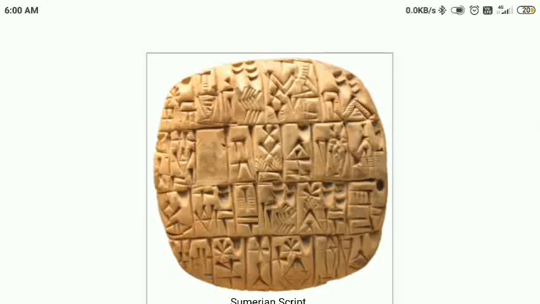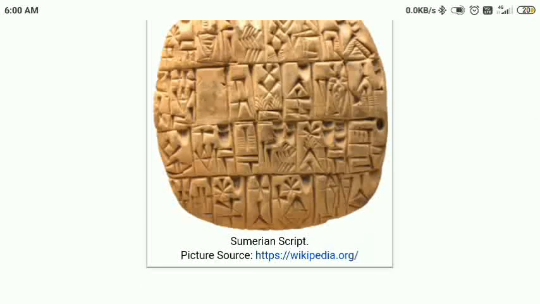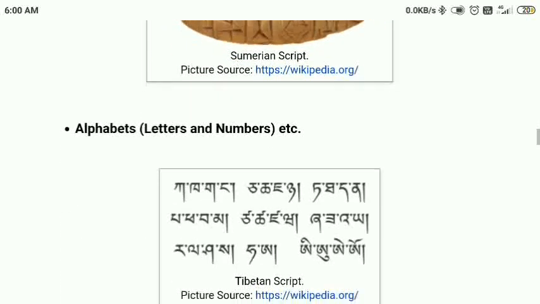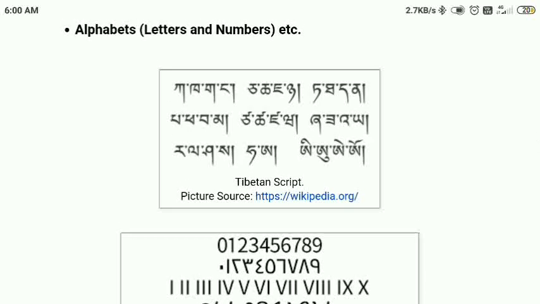This is another picture. You can see various symbols or signs have been created, and these are actually part of a script. A script is the collection of symbols and signs which talk about something and give some information. When they were creating these symbols and signs, with time they came up with alphabets.